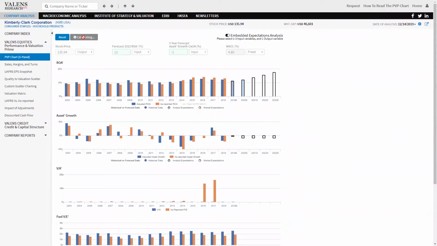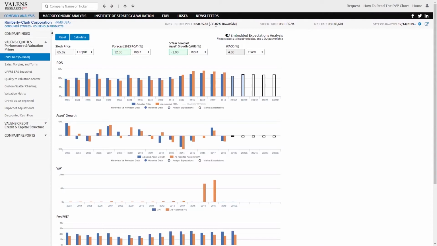If that happens, Kimberly-Clark is overvalued by almost over a third. The stock shouldn't be at $130. It should be at $80. Once the market realizes that this company is a stable, low-growth business and the market's pricing it for a lot more than that, this stock is going to come down.